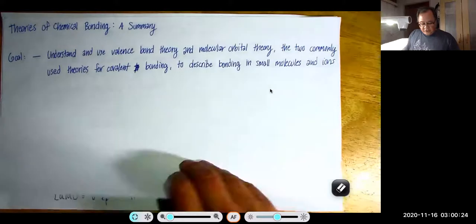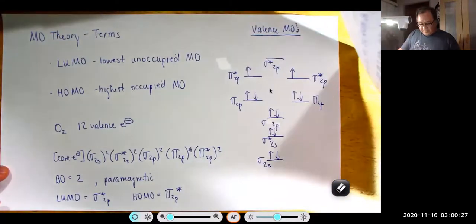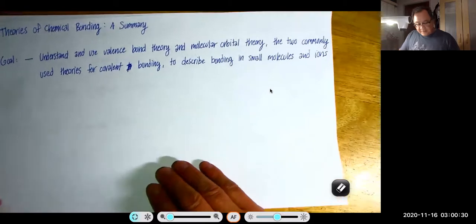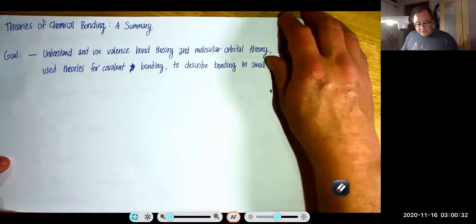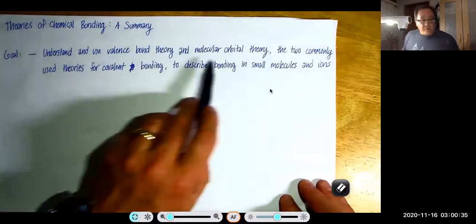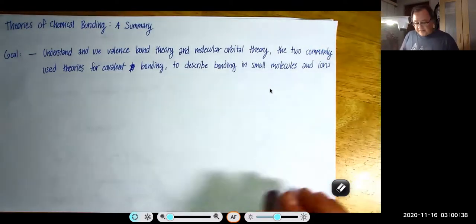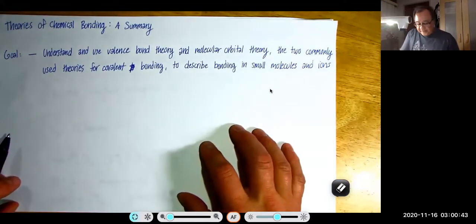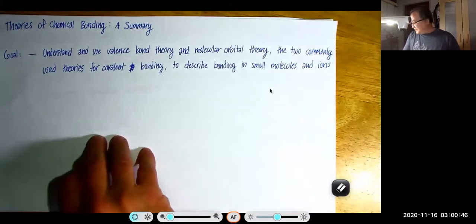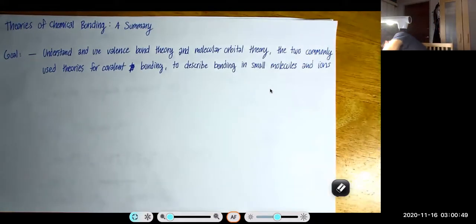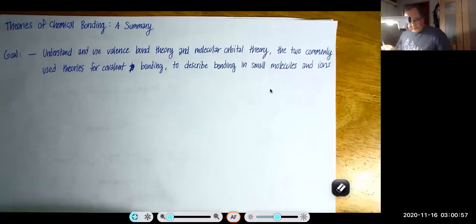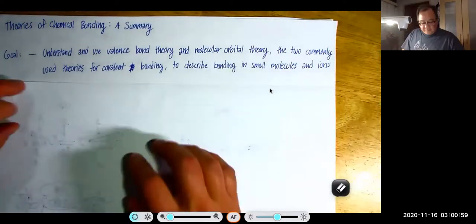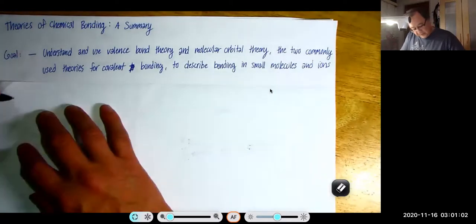Okay, so the next section is about theories of chemical bonding, a summary. The goal is to understand and use valence bond theory and molecular orbital theory, the two commonly used theories for covalent bonding, to describe bonding in small molecules and ions. You can see that this is basically a review of the two ideas. And if you think about the two ideas, what do they both have in common?